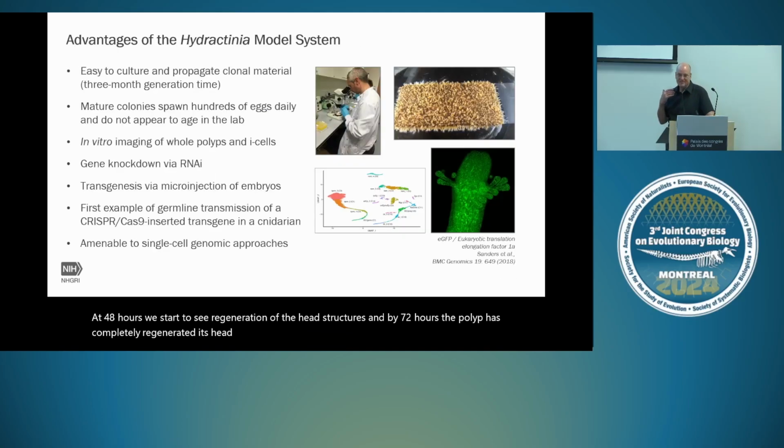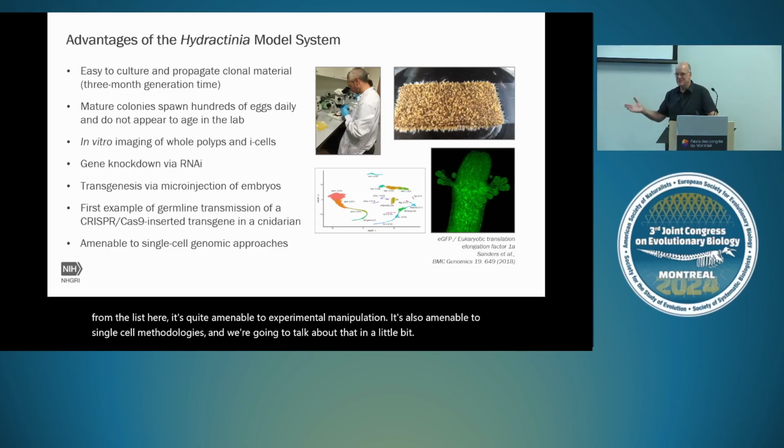Fortunately, one does not have to depend on the hermit crabs because they grow quite easily on microscope slides in the lab, and as you can see from the list here, it's quite amenable to experimental manipulation. It's also amenable to single-cell methodologies, and we're going to talk about that in a little bit.